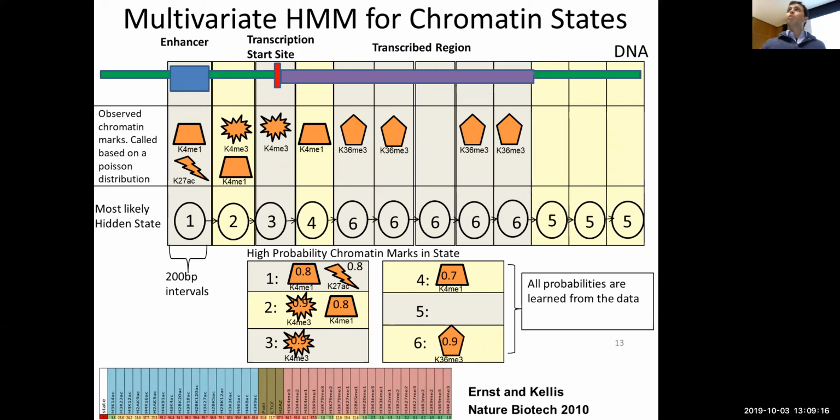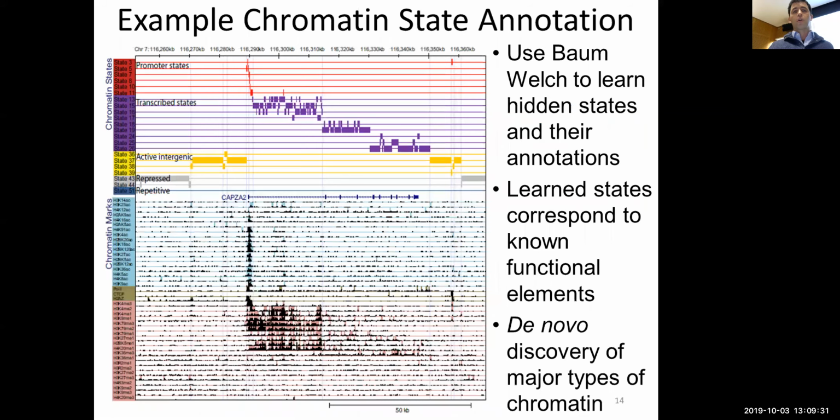To learn these chromatin states from combinations of marks, we basically used a hidden Markov model, and specifically a multivariate hidden Markov model that has emissions, which are vectors of dozens of marks, and transitions that basically tell you how these hidden states are in relationship to each other on the genome.